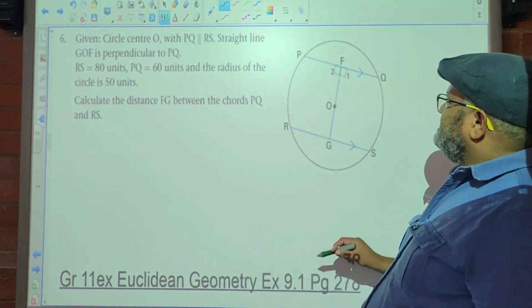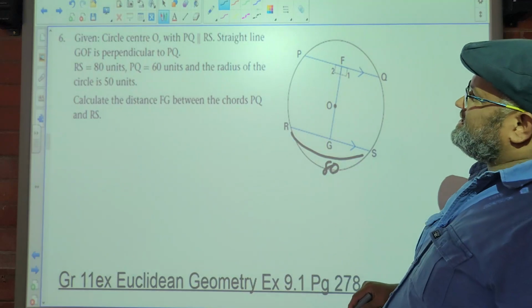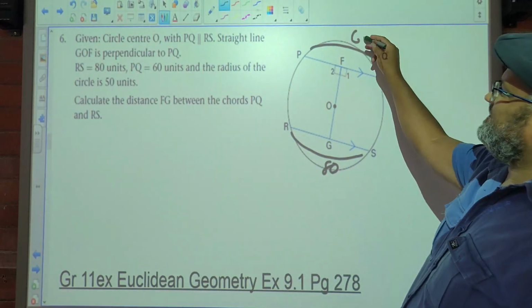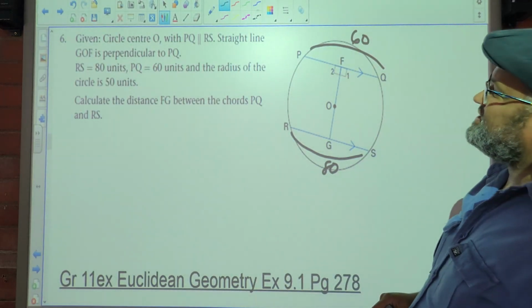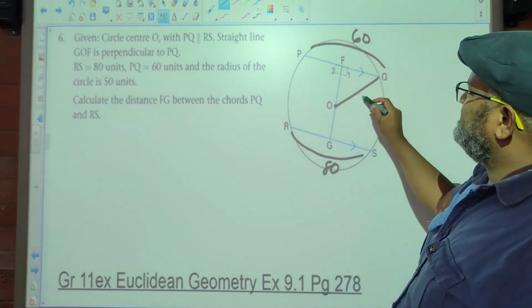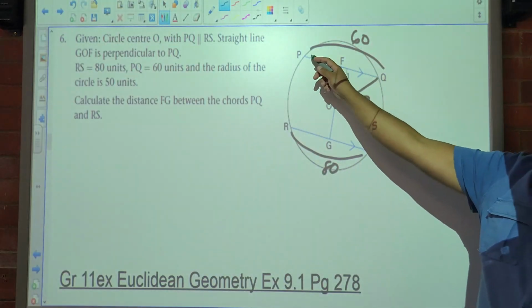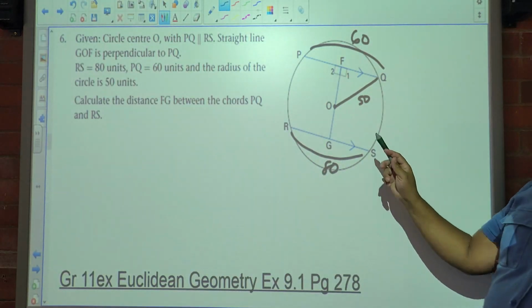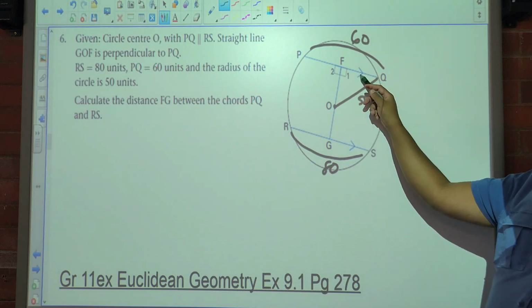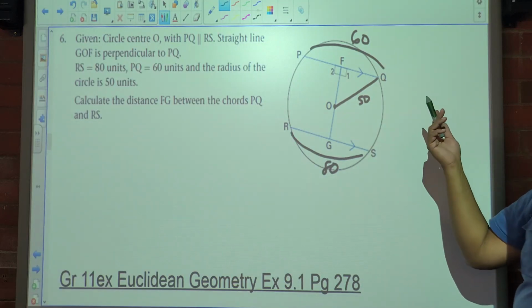RS is equal to 80, PQ is 60, and the radius of the circle is 50. So I just draw from center to circumference 50. But why did I draw it particularly to either P or Q? Because then I can form a right angle triangle. Okay? So usually I'm drawing it from there to the circumference. I'm not going to do anything first.